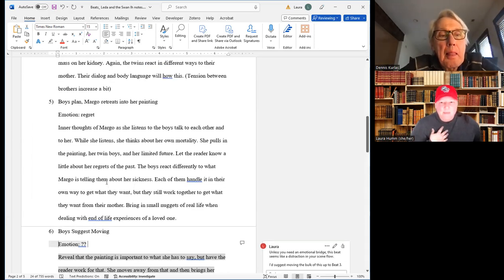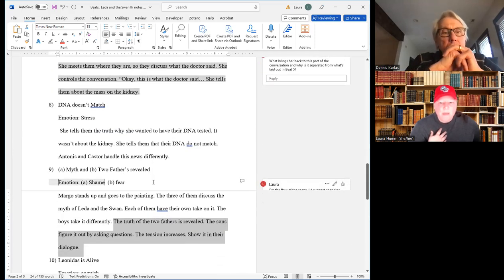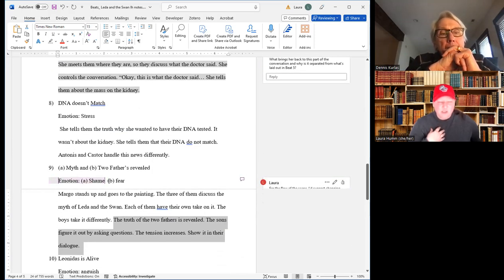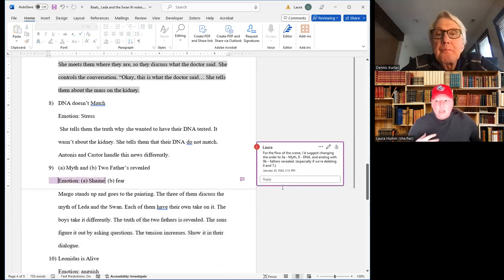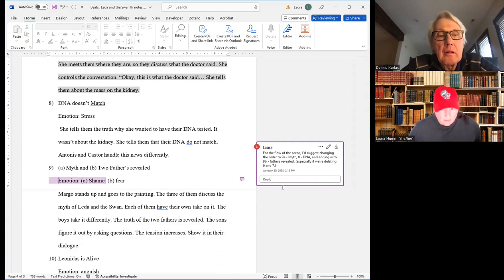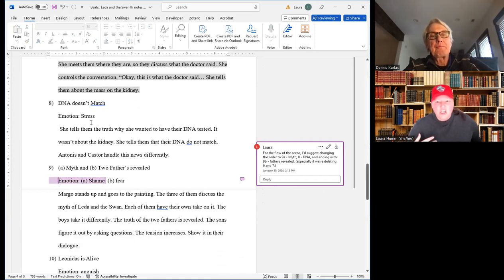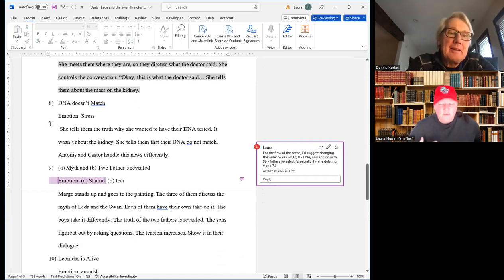To me, it makes more sense to go from regret, where she's retreating into the painting, to this moment of shame. So I have regret, I'm feeling shame. I'm going to tell you about the myth. The boys are probably going to be like, Mom, what are you talking about? Then she goes into this idea of the DNA wasn't about the kidney. It was to know who your father was.